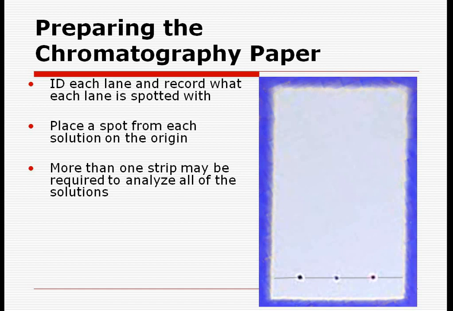Preparing the chromatographic paper. Identify each lane and record what each lane is spotted with. Place a spot from each solution on the origin. More than one strip may be required to analyze all the solutions.